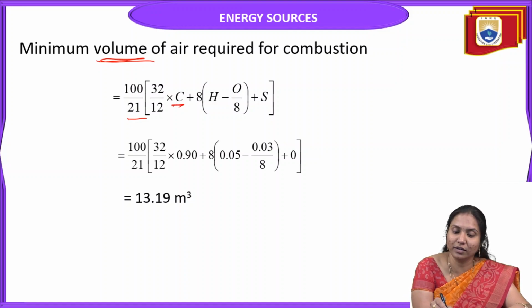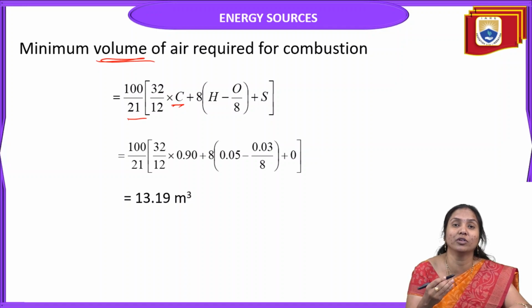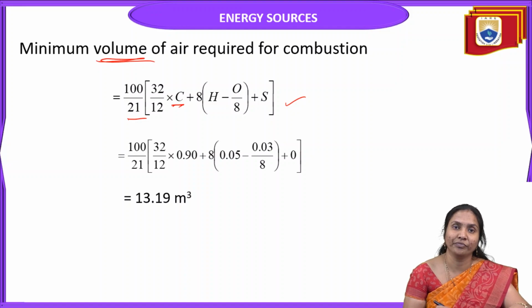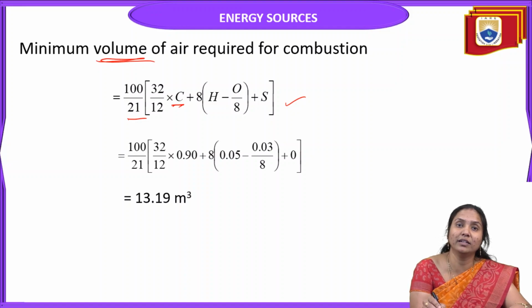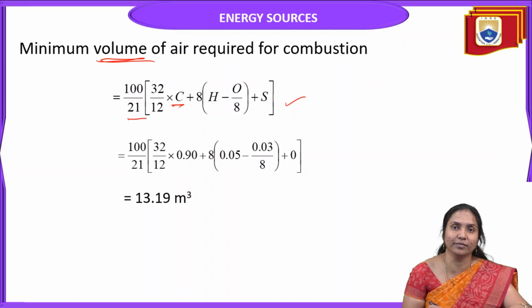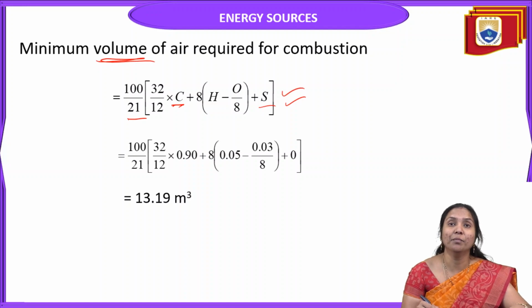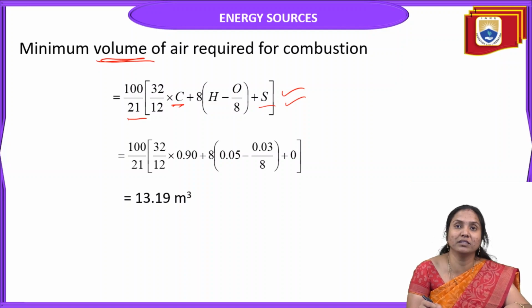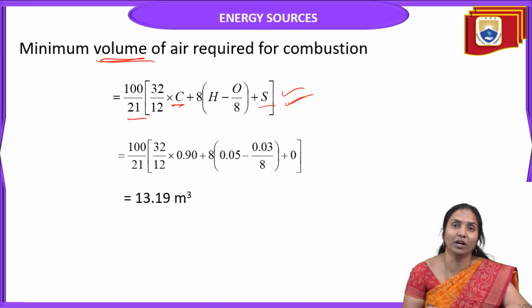So C kilograms of carbon requires how much oxygen? In that case we write 32 by 12 into C. We already discussed this clearly in previous classes, how we write this formula. Next, hydrogen is plus 8 into H minus O by 8, plus sulfur. This is the formula used for the minimum volume of air required for complete combustion of fuel. Now you can substitute the percentages of carbon, hydrogen, oxygen and sulfur in this formula.